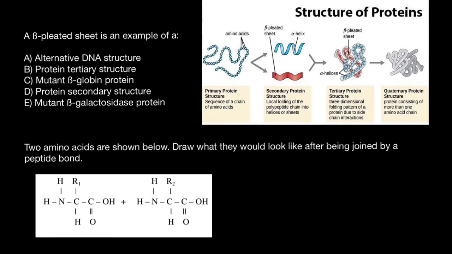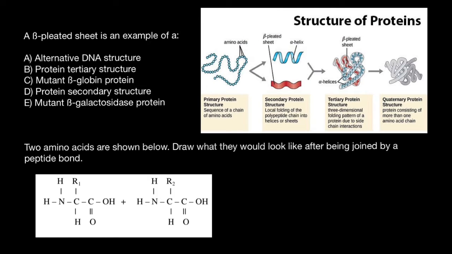A beta-pleated sheet is an example of, and you have to choose one of these answers. Take a look at this picture, which shows different stages of the protein folding or polypeptide chain folding.